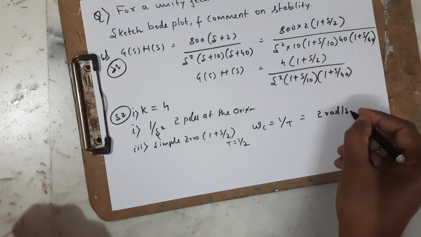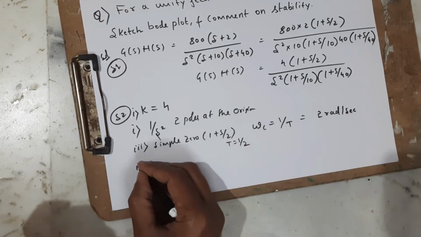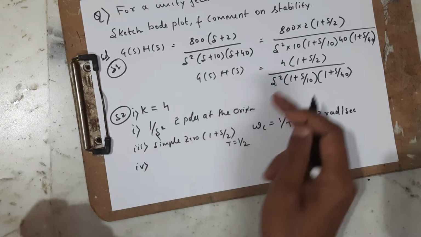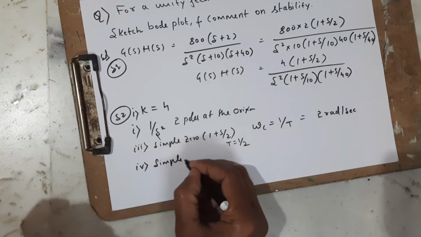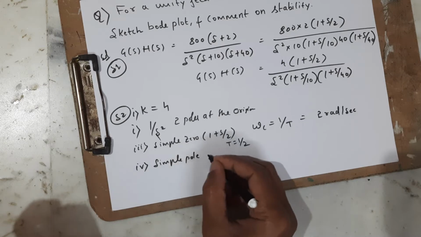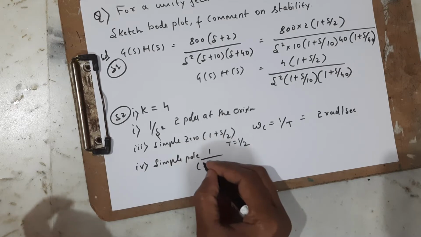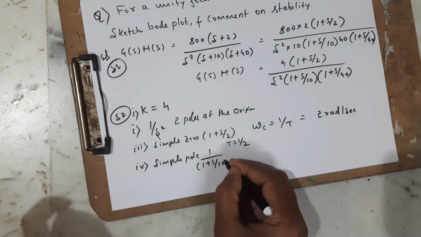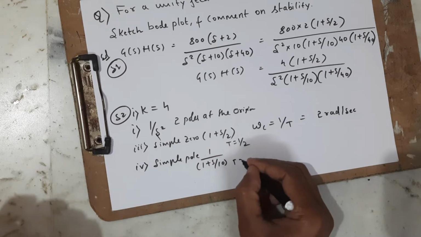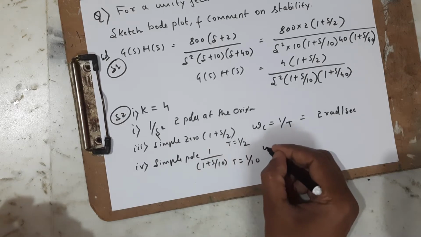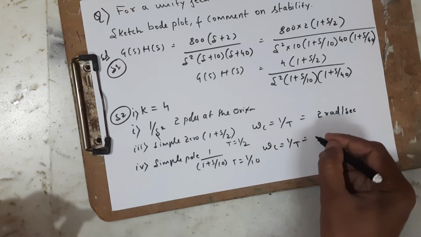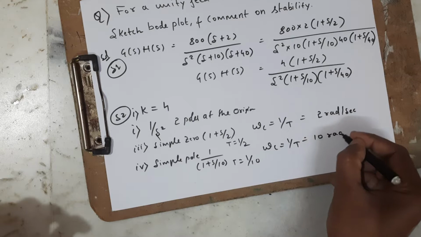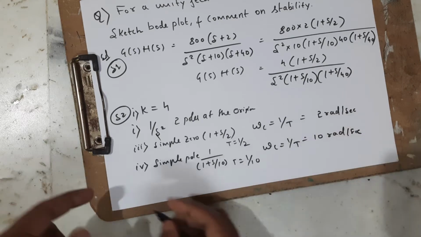2 radians per second. What is the fourth factor? We have a simple pole. What is the simple pole? We have 1 by (1 plus s by 10). What is T? 1 by 10. So omega c is equal to how much? 1 by T, that is equal to 10 radians per second.